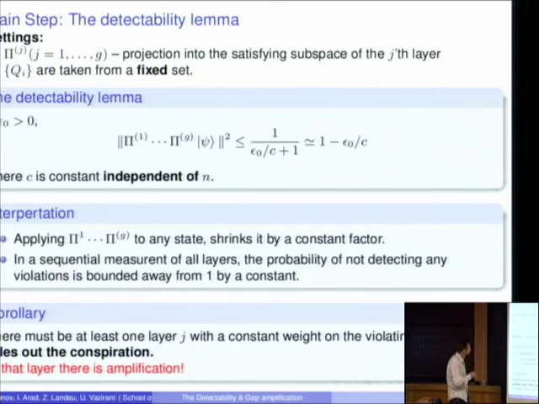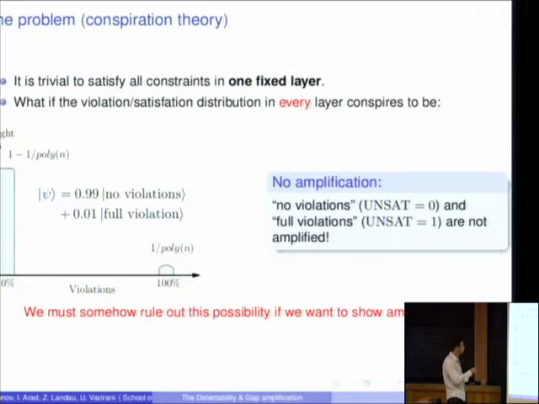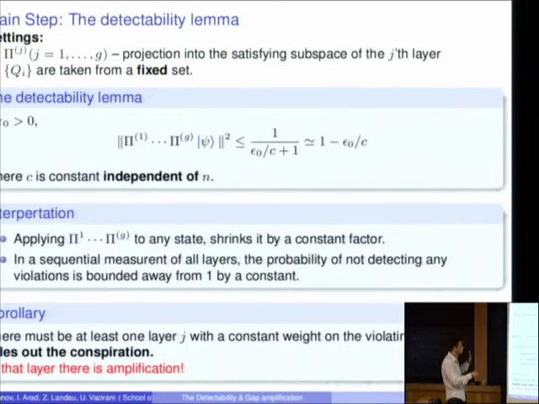So the detectability lemma tells us that if the ground energy epsilon zero is greater than zero, then if we now apply pi g and then pi g minus one and then all the way until pi one, the norm of the state that we get will be smaller than this expression here, which will be strictly smaller than one by a constant. Let me first give you some interpretation of it. The first interpretation is that if we apply this to any state, it will shrink it by this constant. This is the straightforward thing that we have here.